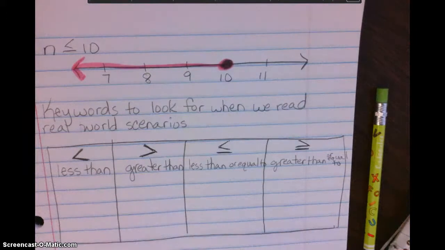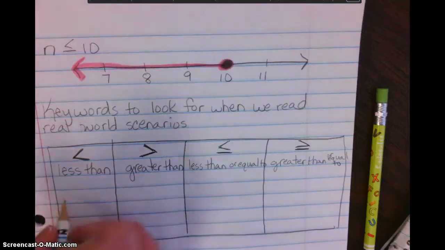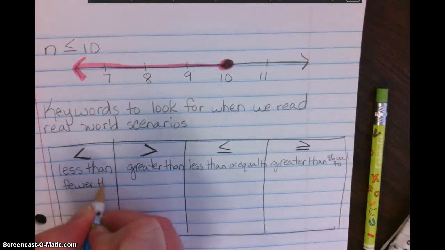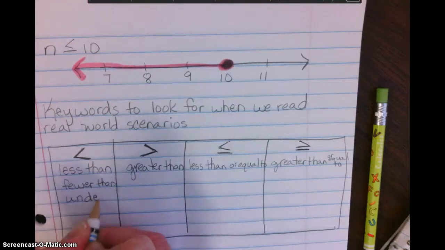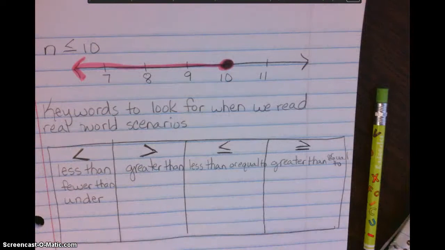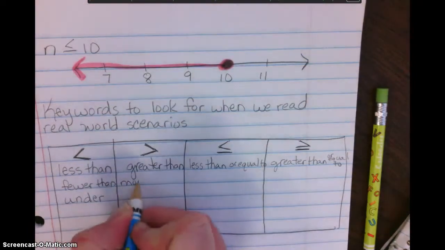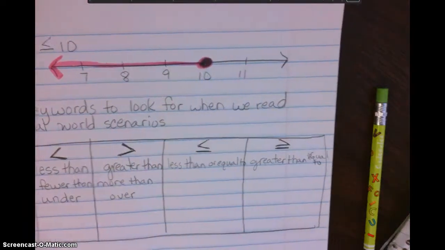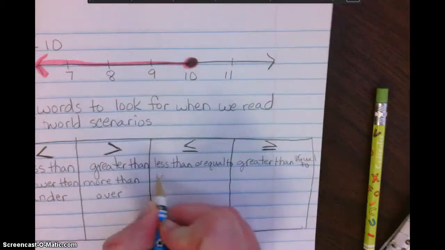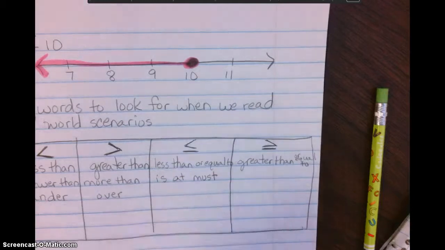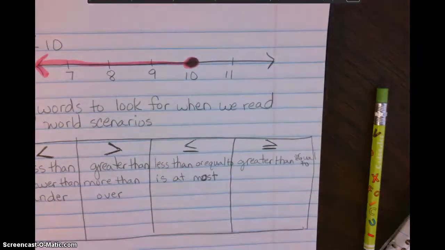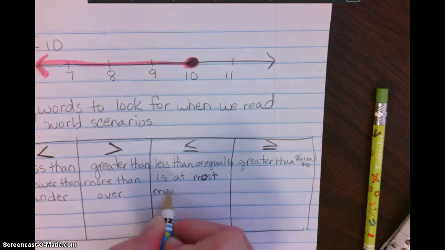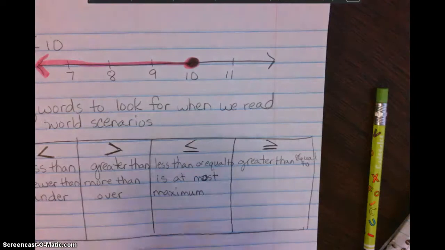Some keywords when you're reading your real-world scenarios that would help you identify that you were looking at a solution that needed to be less than the given value include fewer than, under. Some examples of words to watch for that match greater than: more than, over. Other words that could mean less than or equal to include is at most, that's an O, is at most, maximum, no more than.